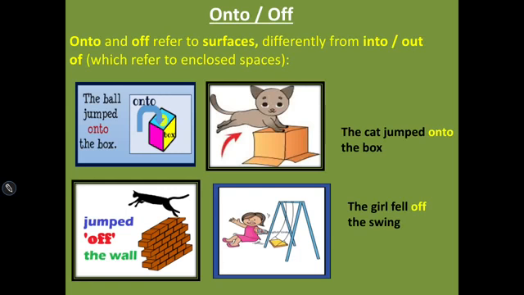The girl fell off the swing. Here the swing is the surface and the girl fell from the surface downward. That's why we can say the girl fell off, O-double-F, off.